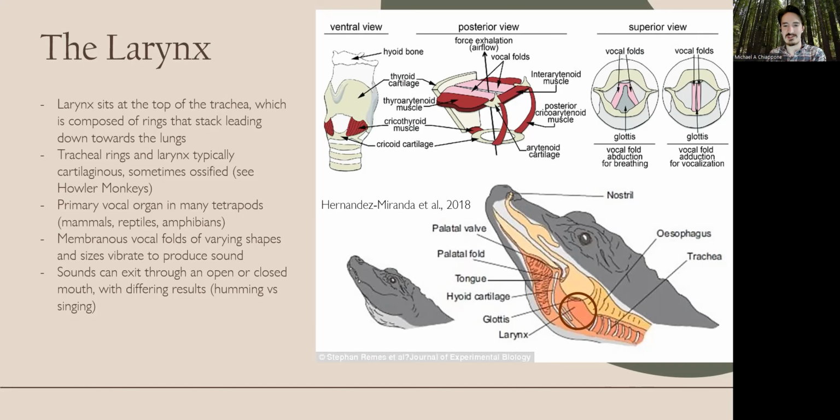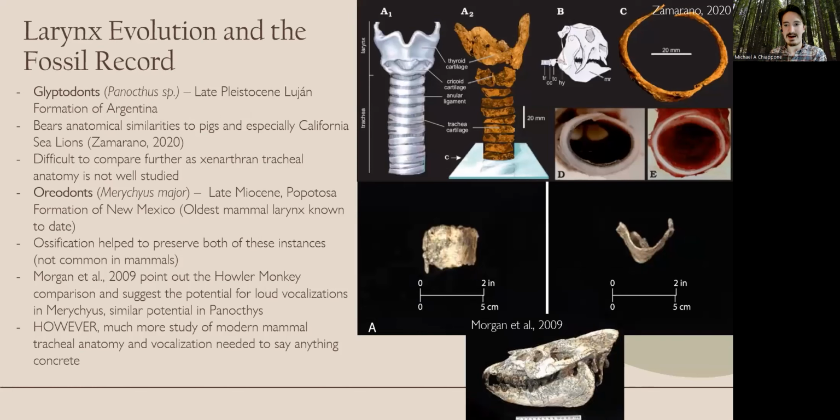Think humming versus singing. Now, despite what you might imagine for a cartilaginous structure, for the most part, we do actually have fossil evidence of larynxes in extinct animals. One of these is glyptodonts, specifically Panochthus.